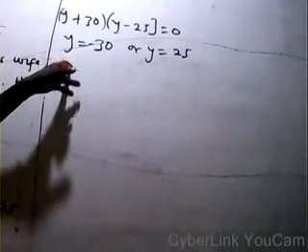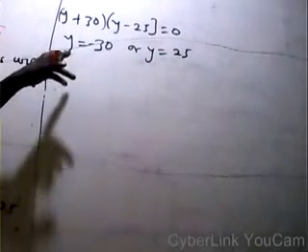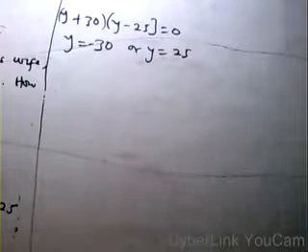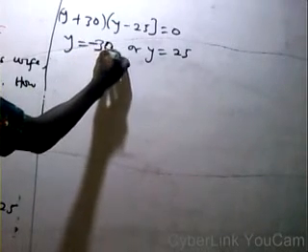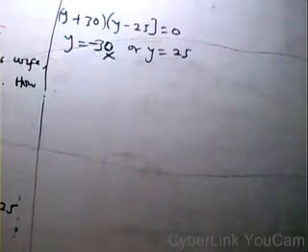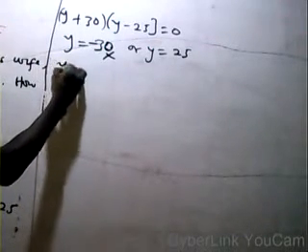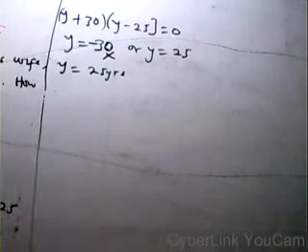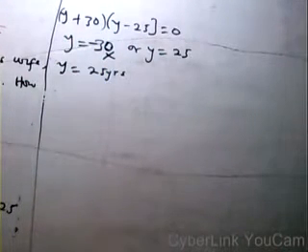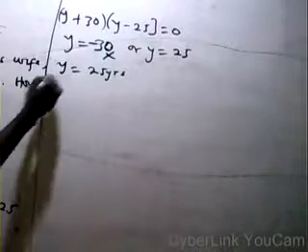But remember that we are talking of age, and you know that it's not possible for the age of a human being to be negative. So since age cannot be negative, we nullify this one. Are you getting it now? So y equals 25 years, which is the age of the wife.